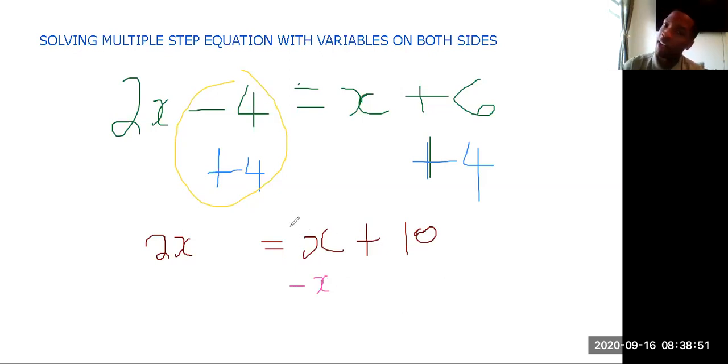This is a positive x, so in order to get it on the other side, I need to do the additive inverse, which is minus x. And whatever I do to one side, sure enough, I've got to do it on the other side. Minus x.